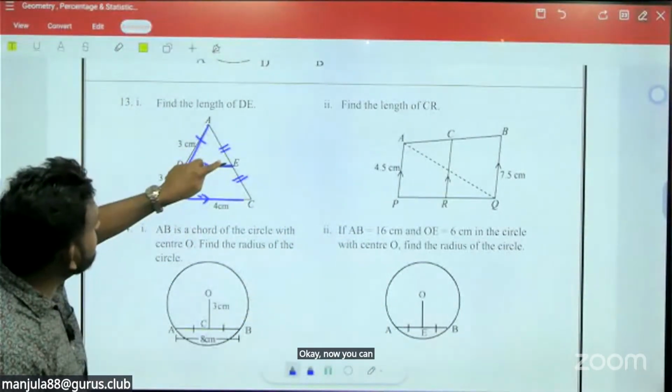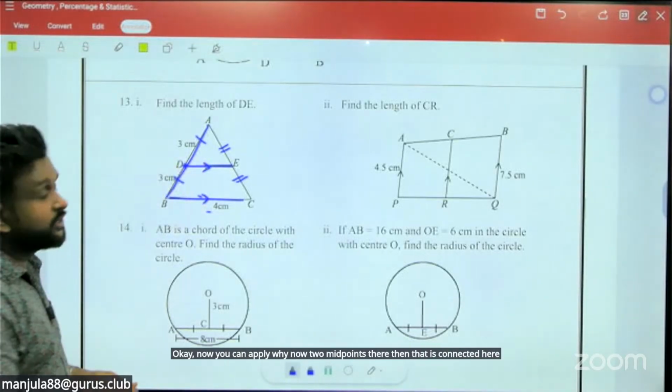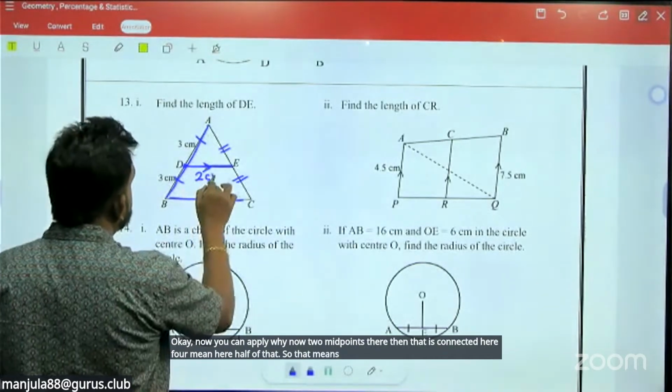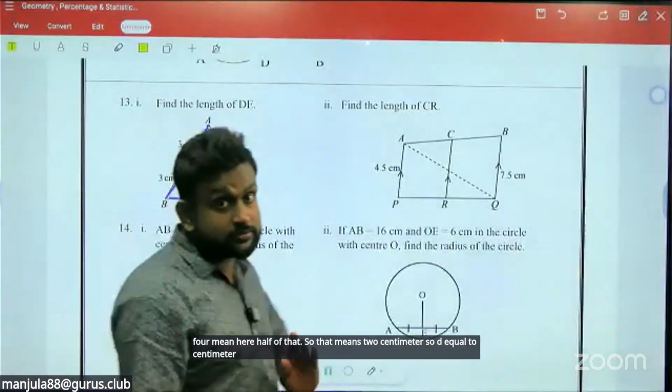Why? Now there are two midpoints, and that is connected here. 4 means here half of that. So that means 2 centimeters. So DE equals 2 centimeters. First the converse, then the theorem.